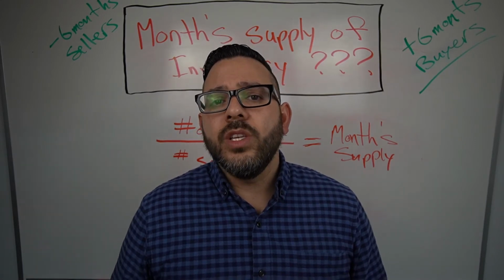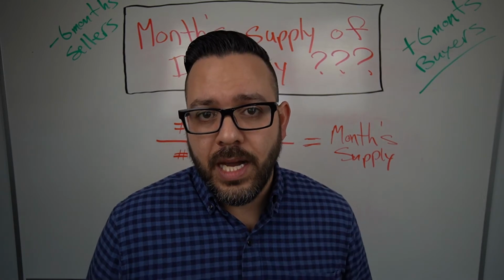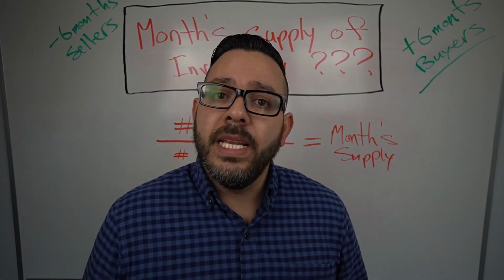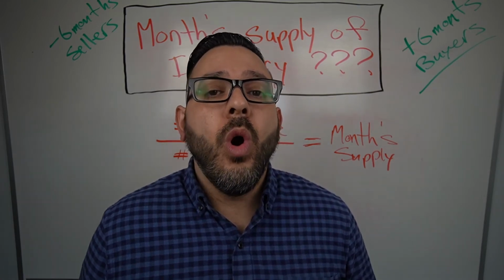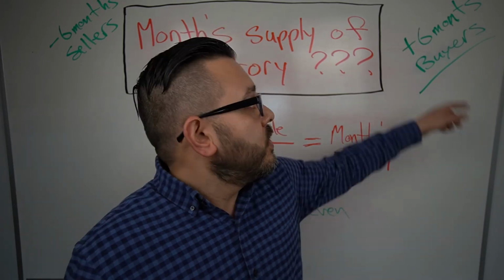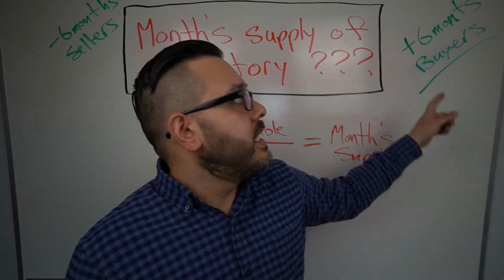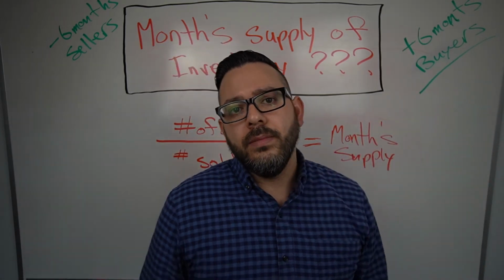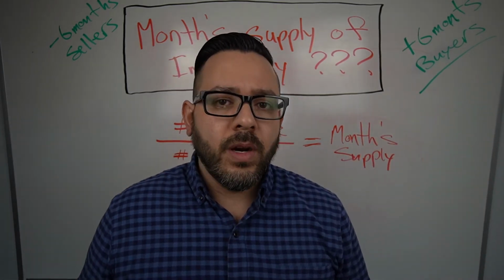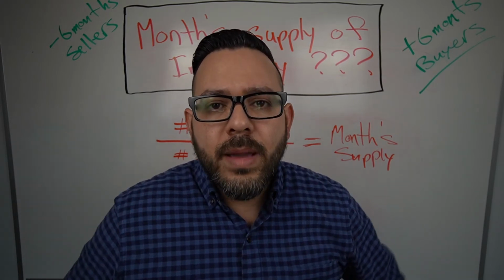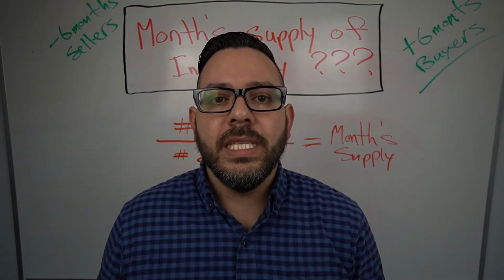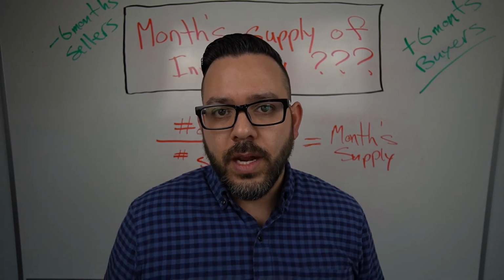Now, anything that's over 6 months supply, again, meaning that there's more homes than there are buyers. So again, plus 6 months supply. Anything more than 6 months supply is going to indicate a buyer's market. All right, so that's going to be a market where the market's favoring buyers. Buyers have way more options, and sellers are actually competing to get those buyers to make offers on their house.